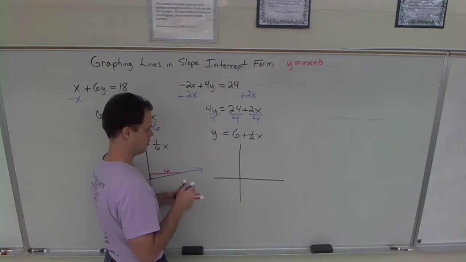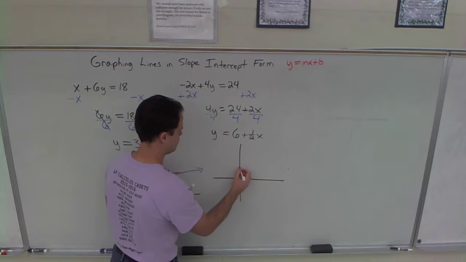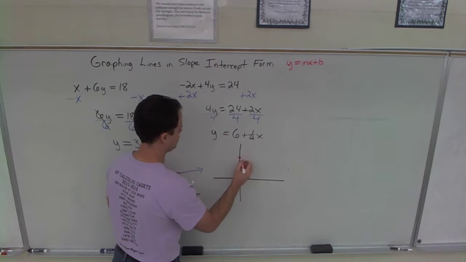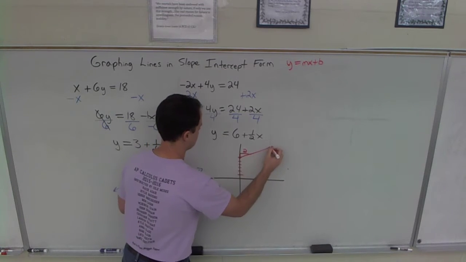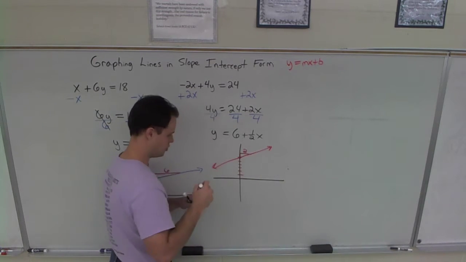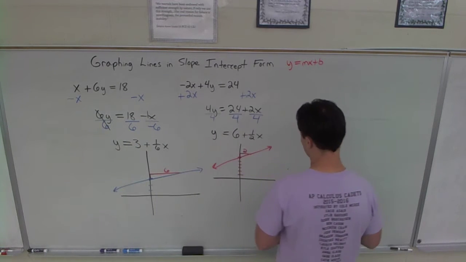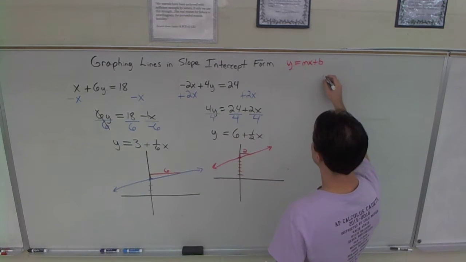Let's see. So up 6. And again, we have kind of a flat line. I need to pick a wider variety of examples here. So let's do one more. I'll try to make this one come out a little different. Let's see if I can be successful.